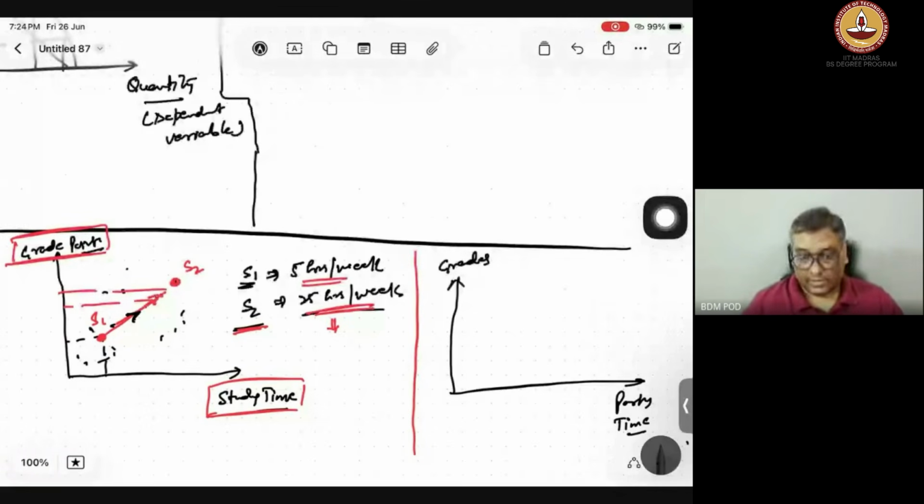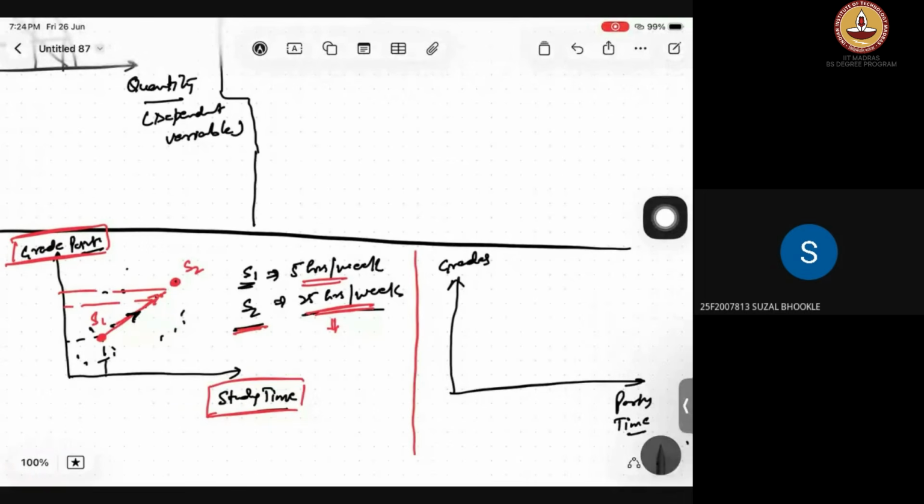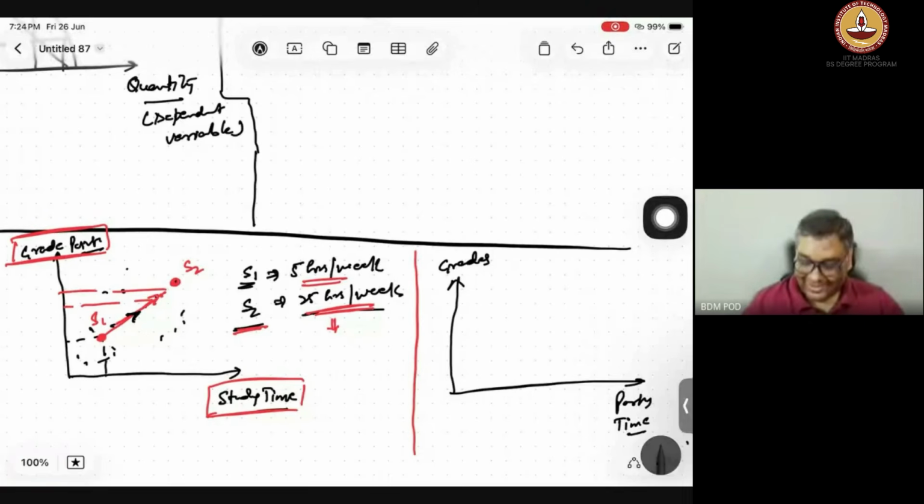What happened in this case, where S2 and S1 are concerned? Who is partying more will get good grades or less grades? Less grades, right? So the trend is reversed. Who is partying more will get lower grades, and who is partying less will get higher grades. So your plot will come like this. These are the two factors.